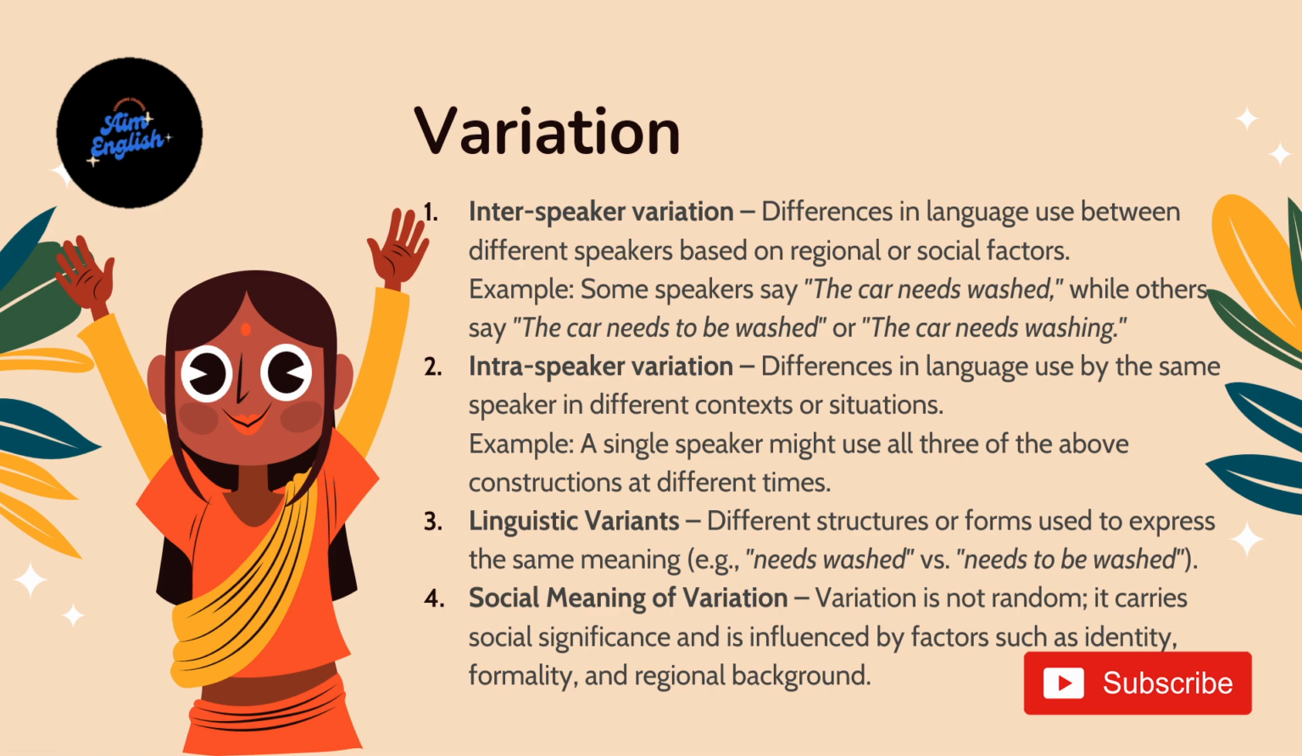There are some types of variation. First, inter-speaker variation. It is the difference in language use between different speakers based on regional or social factors. For example, some speakers say "the car needs washed," while others say "the car needs to be washed" or "the car needs washing." Second, intra-speaker variation.